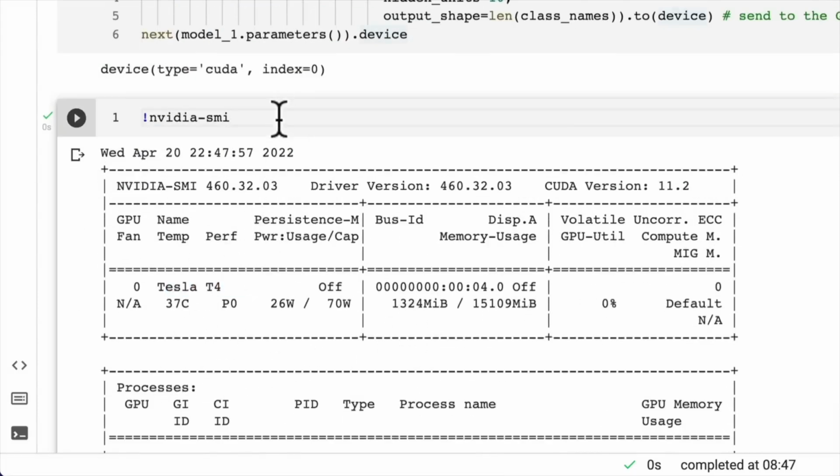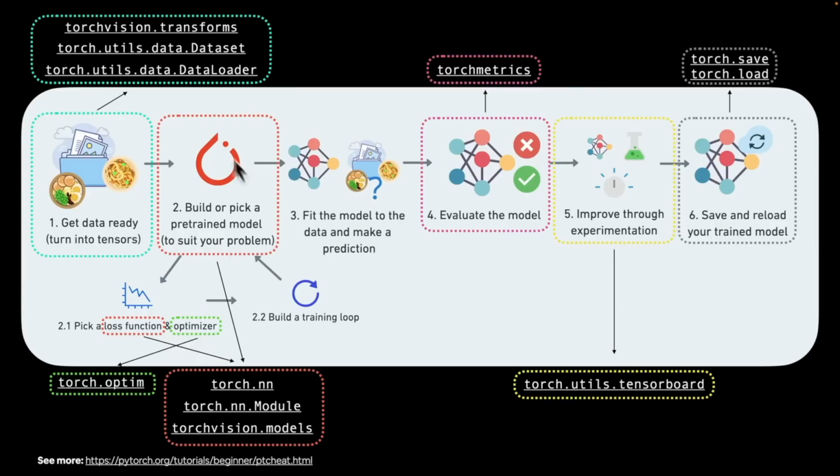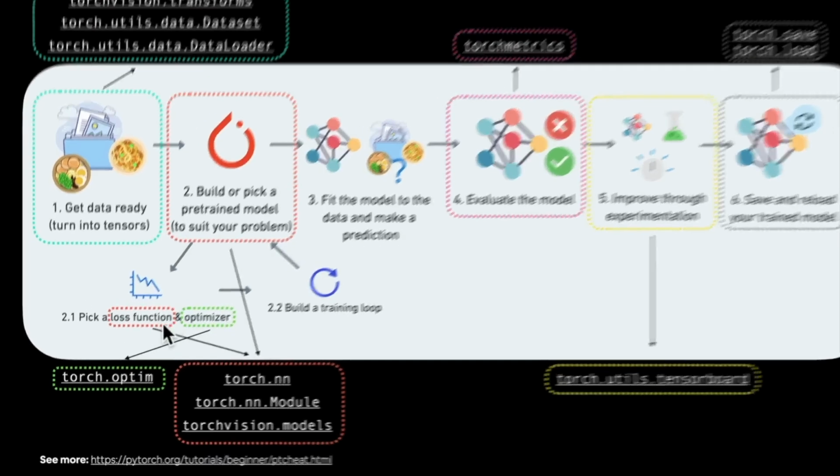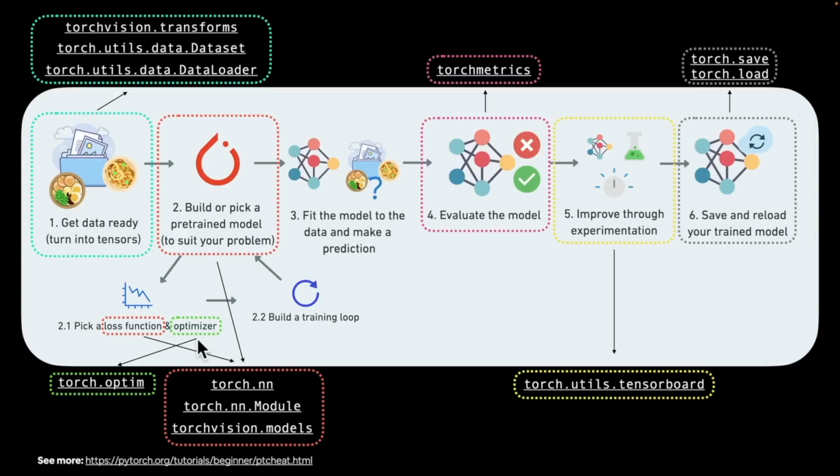Now, we've got a couple more things to do. Now that we've created another model, if we go back to our workflow, we've just built a model here. What do we have to do after we build a model? We have to instantiate a loss function and an optimizer. Now, we've done both of those things for model 0, so that's what we're going to do in the next video, but I'd like you to go ahead and try to create a loss function and an optimizer for model 1. The hint is that they can be the exact same loss function and optimizer as model 0. So give that a shot, and I'll see you in the next video.